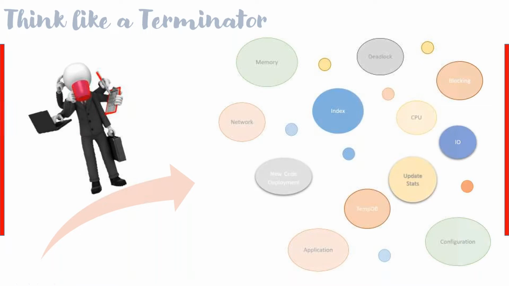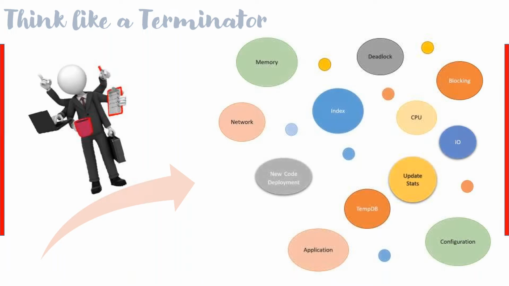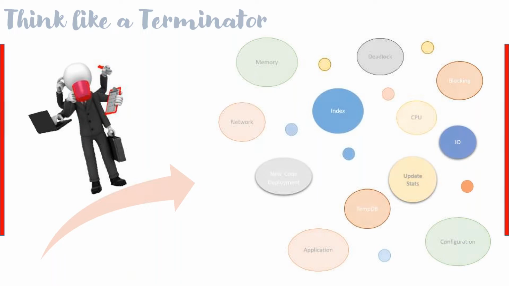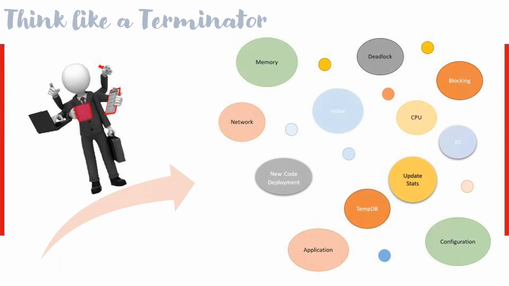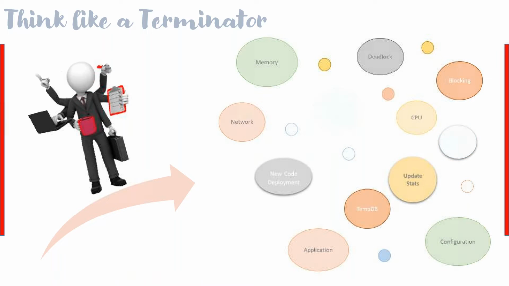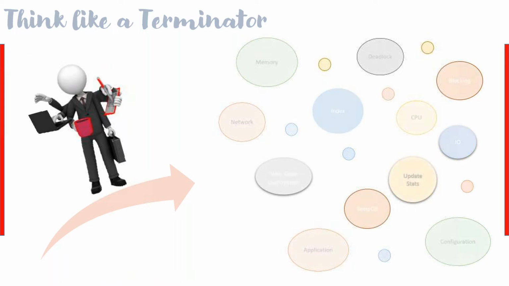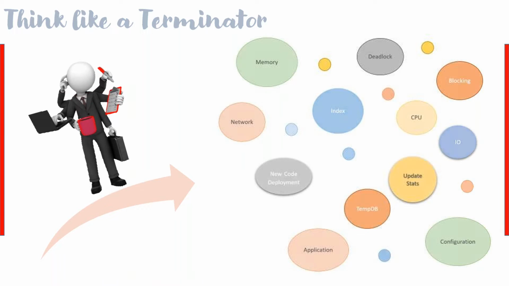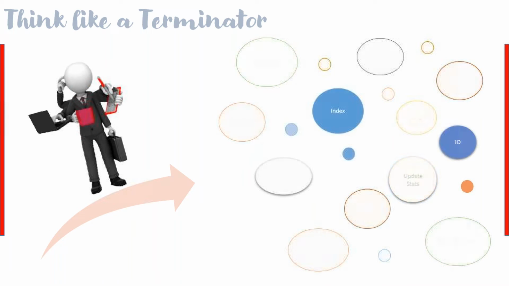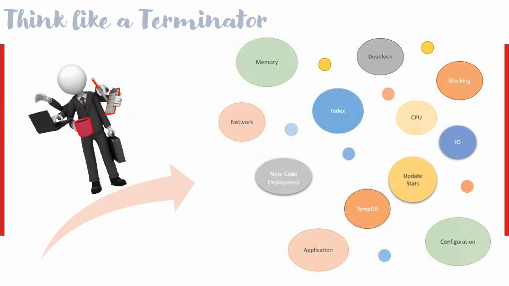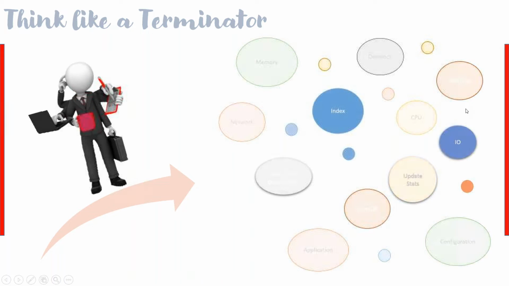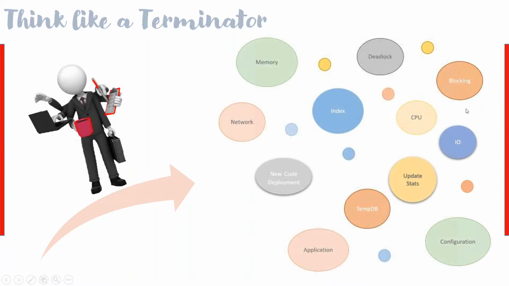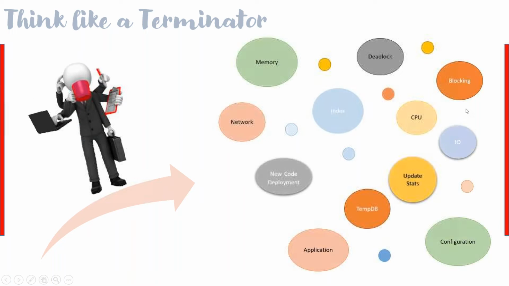Especially when you are working with performance tuning, you will get a lot of bubbles in your brain, right? Yes or no? You will think like a scientist. If your application team says, hey, my performance is degraded, you will think, okay, what do I need to look into first? Memory, or network, or new code, or tempdb, or application, or configuration, or stats, or IO, or CPU, or blocking. You will get a lot of bubbles in your brain about where to look.